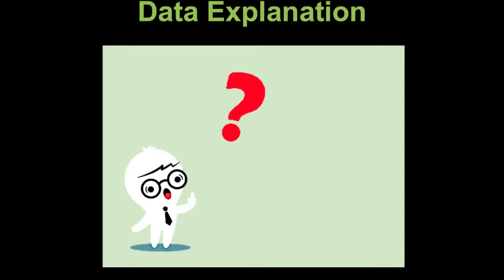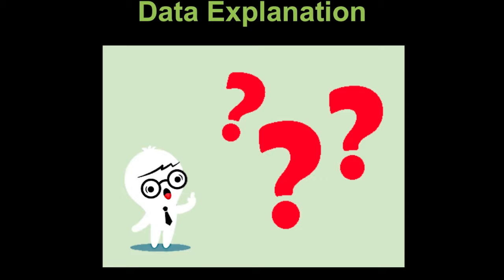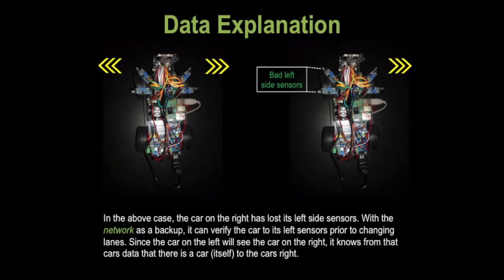You might be asking yourself, why do we need a network? Can't autonomous vehicles drive themselves? What if a car's sensor malfunctions? In this example, the car on the right has left-side sensors which have malfunctioned. With the network as a backup, that car can verify that the other car is still present. Since the car on the left will see the car on the right, the car on the right can interpret the network data and determine that the obstruction is in fact itself. This is similar to a person who is blind being led by those who can see.